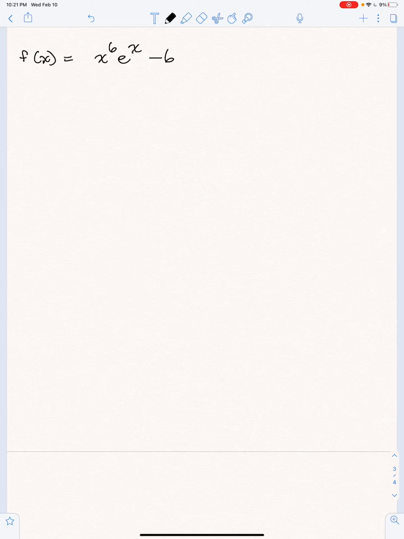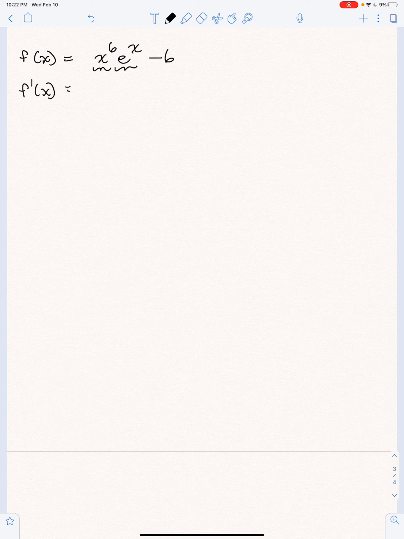So here we have the function f of x equals x to the sixth e to the x minus 6. And our goal is to find all of the relative extrema. So remember that this is found by using the first derivative. So we're going to find f prime. And this is a product rule right here.